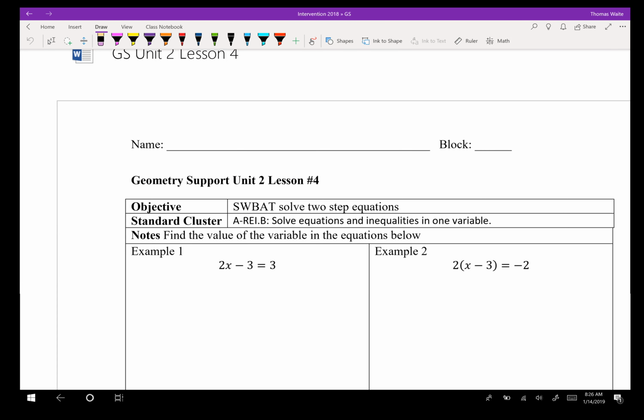Hey everyone, this is our fourth lesson on geometry support. Today we're going to be focused on solving two-step equations. Last time in lesson 3 we focused on solving one-step equations, so you should definitely do that lesson first before you move on to this one. But let's dive right in.